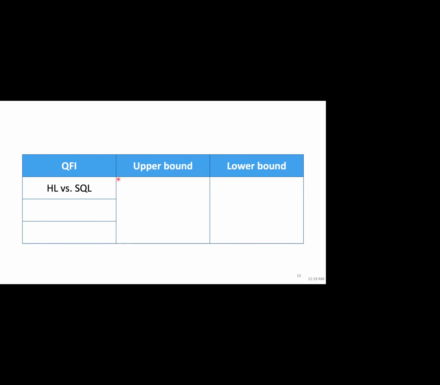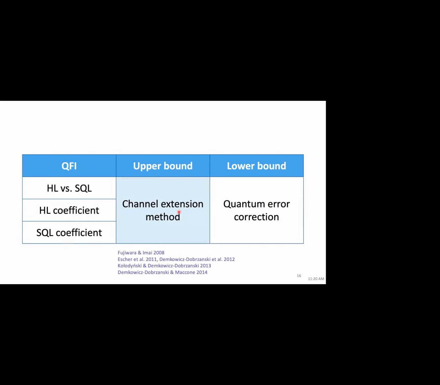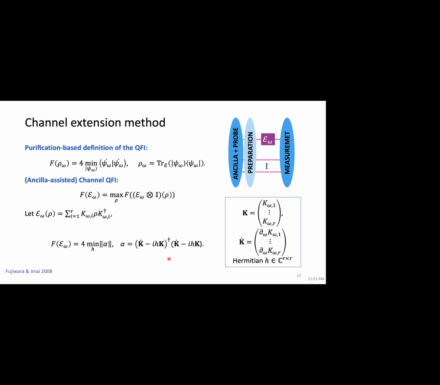So the first one is the upper bound. I'd like to introduce this channel extension method. The second one is related to quantum error correction. We can also use these two methods to derive some useful information in terms of HL coefficient and SQL coefficient. The study of the channel extension method was initiated in 2008 and generalized a lot in these papers. So what is that channel extension method?